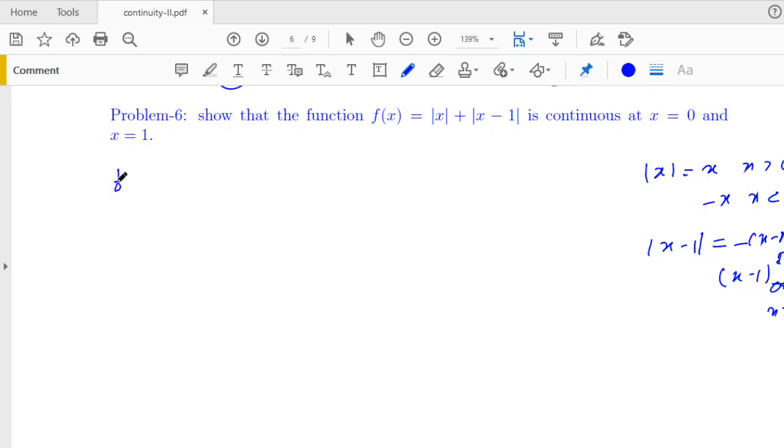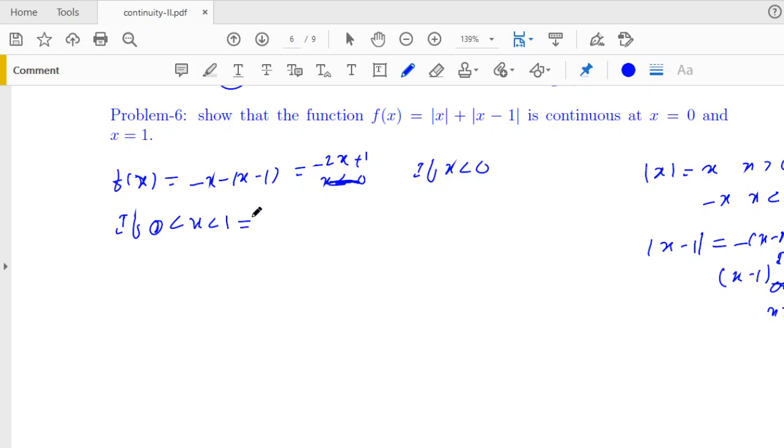Therefore, first of all find the function values. When x is less than 0, mod x equal to minus x. Similarly, when x is less than 1, 0 is also less than 1. Therefore when x is less than 1, mod of x minus 1 equal to minus of x minus 1. Therefore minus of x minus 1 equal to minus 2x plus 1, if x is less than 0. Similarly, if 0 is less than x is less than 1.